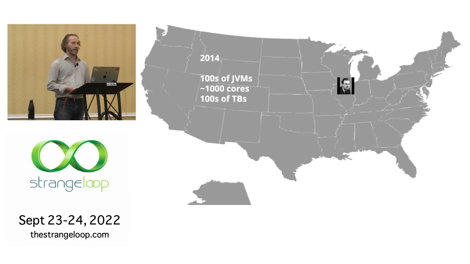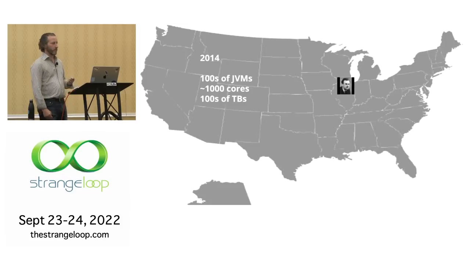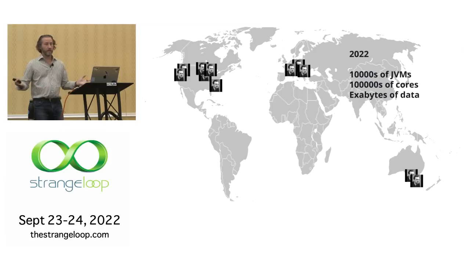At that time, we had a single Dirac cluster that ran in our data center in the Chicago area. For the time, it felt like a pretty big system. We had hundreds of JVMs in the cluster, thousands of CPU cores, hundreds of terabytes of data that we were storing in there. But today, the system is much, much bigger than that.